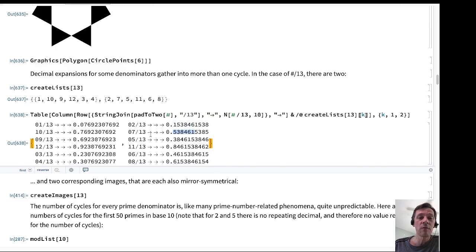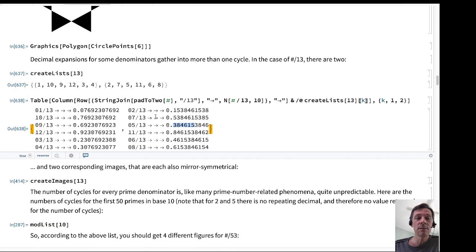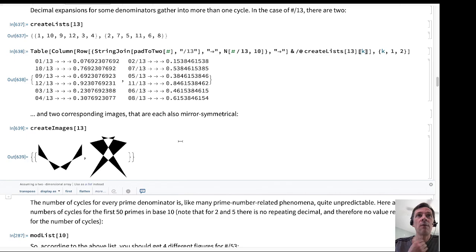153846 repeating makes 2/13, 538461 makes 7/13, 384615 makes 5/13, and so on. So 2 cycles, each one of the same length, namely 6 digits, and so we're going to get 2 images, and those 2 images are also hexagons. And as it happens, those 2 images are also mirror symmetrical with each other. So just to remind you how to read this, this is 1, 10, 9, 12, 3, 4, back to 1.